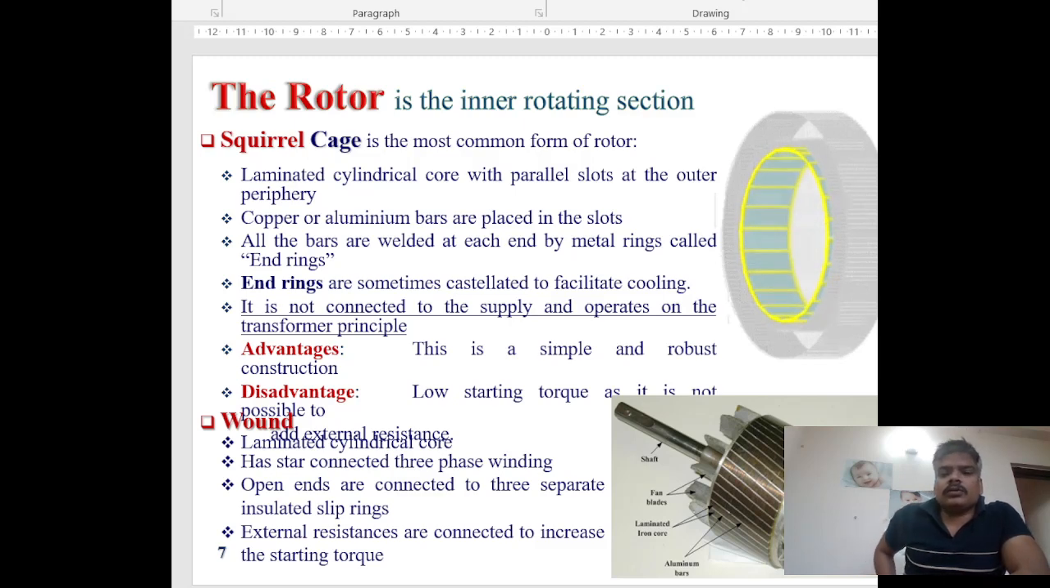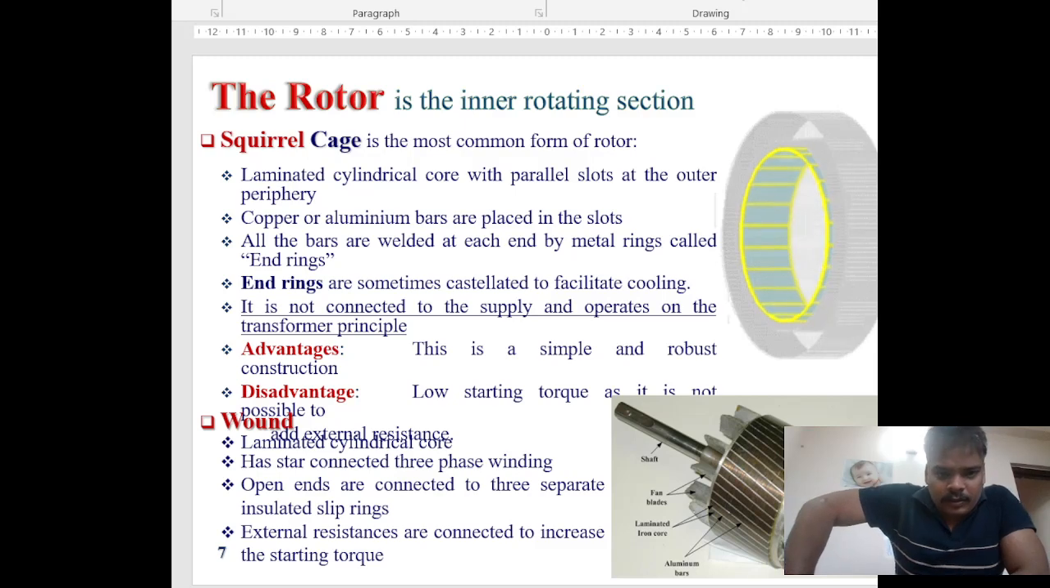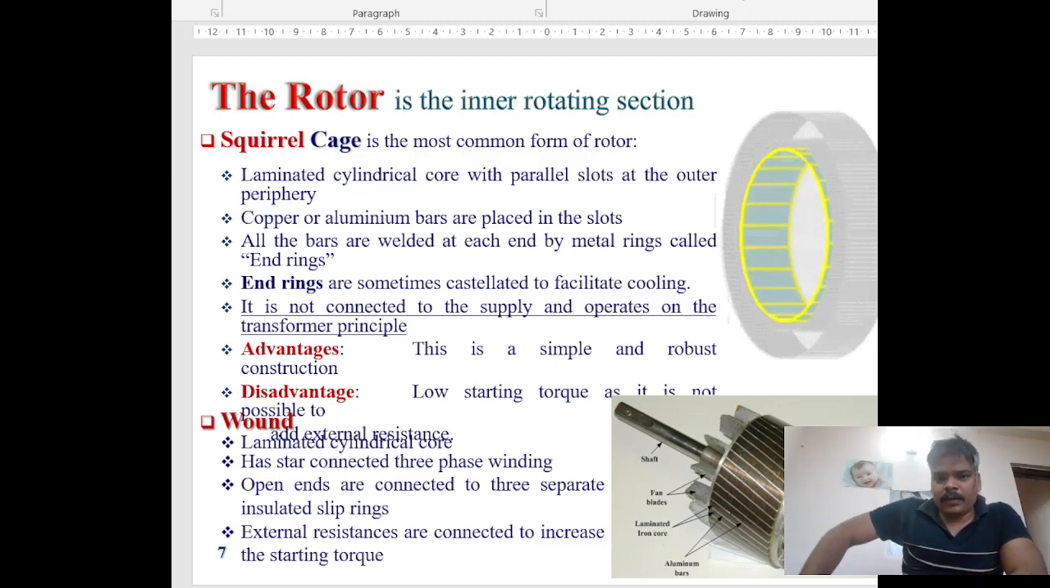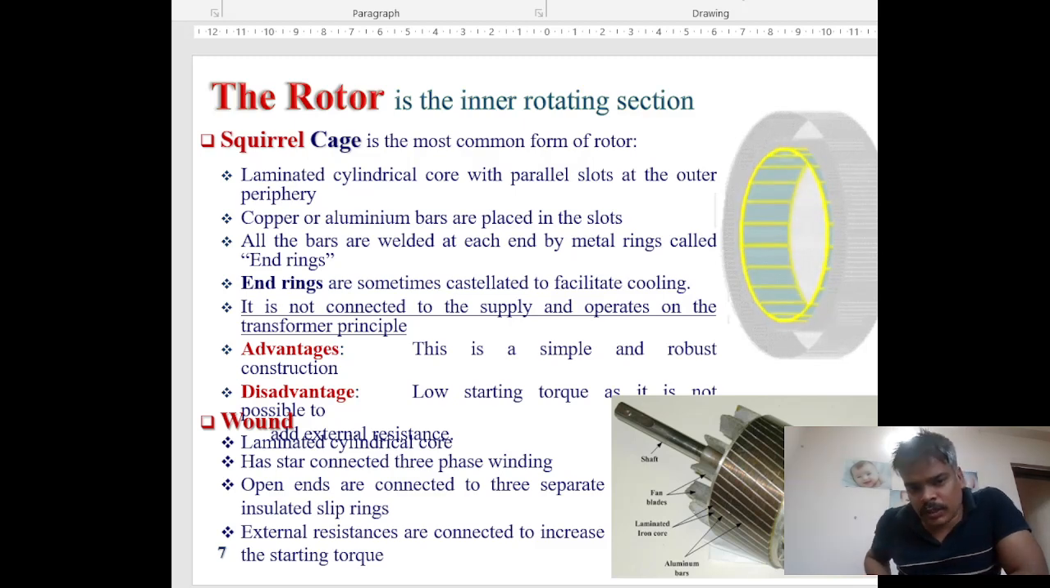The rotor, what is rotor? The rotor is the inner rotating section. Squirrel cage is the most common form of rotor. Laminated cylindrical core with parallel slots at the outer periphery. Copper or aluminum bars are placed in the slots. All the bars are welded at each end by a metal ring called the end ring. End rings are sometimes castellated to facilitate cooling.